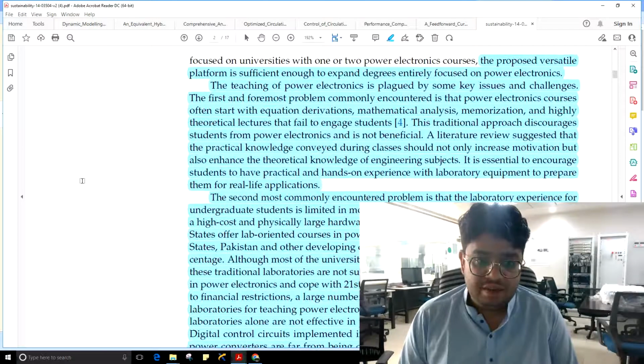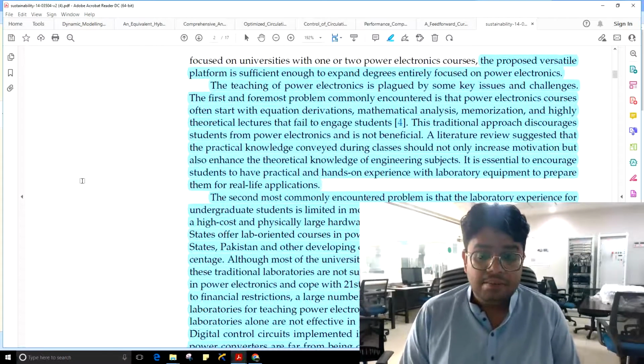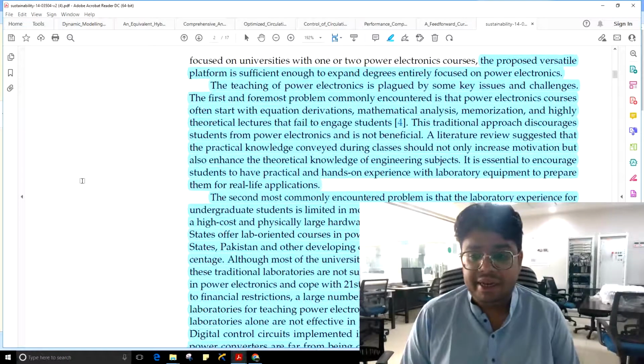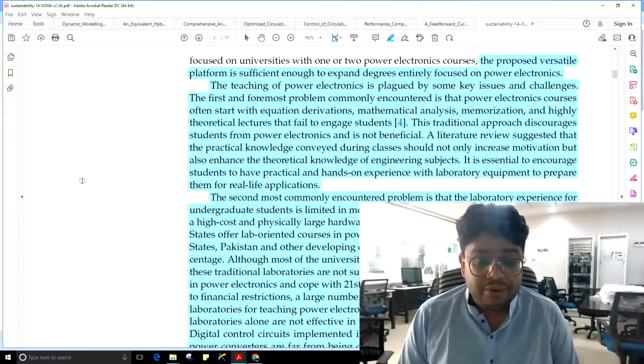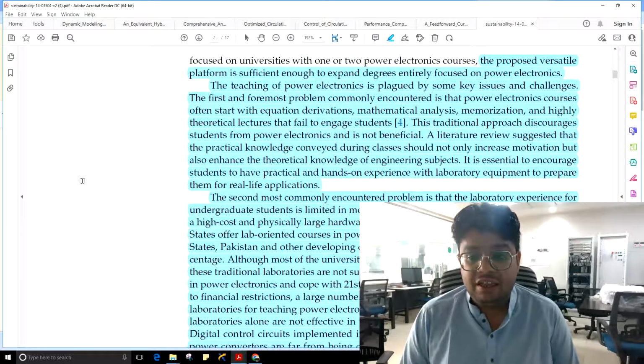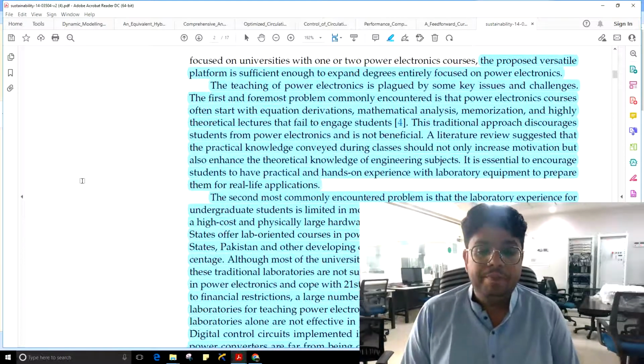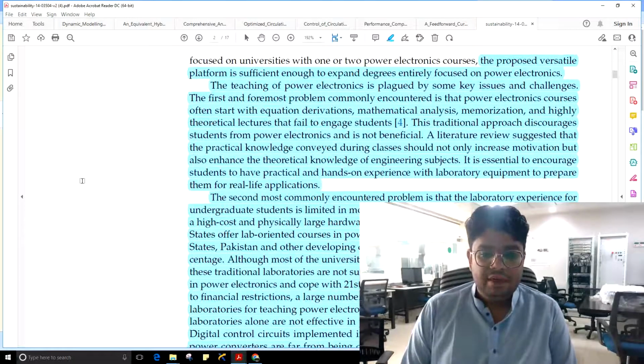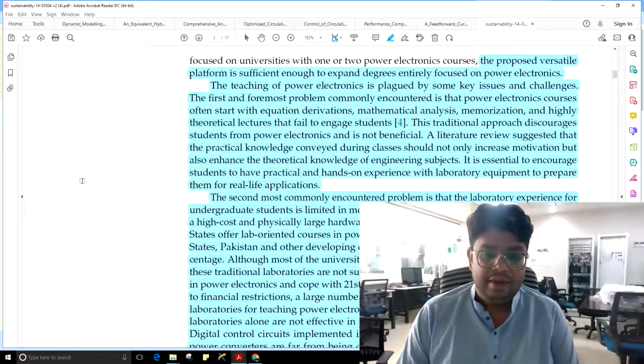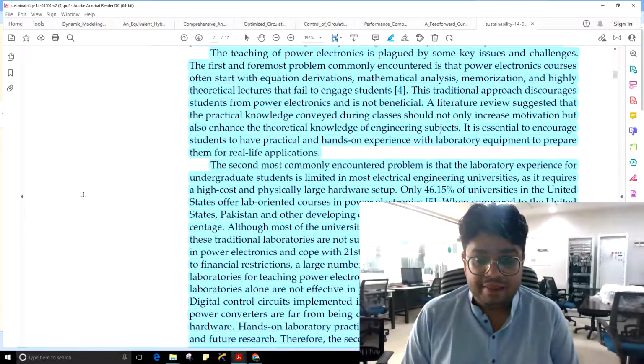A literature review suggested that practical knowledge conveyed during classes should not only increase motivation but also enhance the theoretical knowledge of engineering subjects. It is essential to encourage students to have practical and hands-on experience with laboratory equipment to prepare them for real-life applications. So this is the first and foremost problem, that instead of theoretical lectures, students should be given practical knowledge. They should be given hands-on experience, and this matters a lot for power electronics learning.